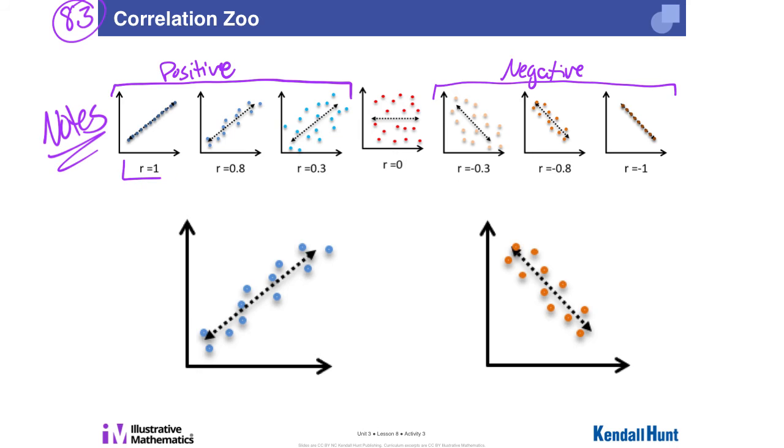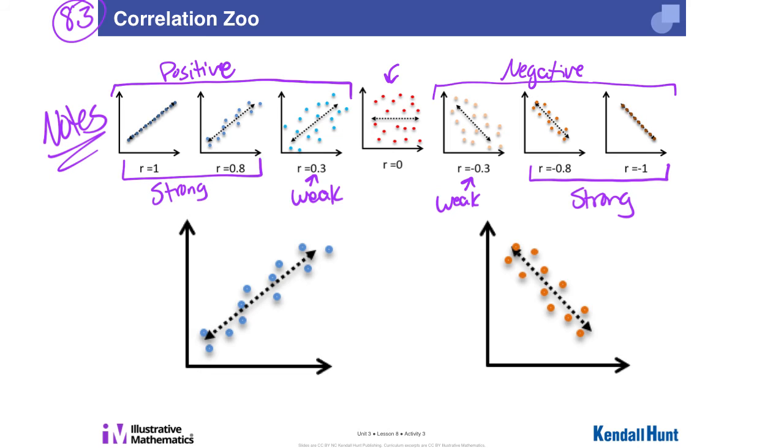So for example, these first few are very strong, positive relationships. This one right here would be more of a weak, positive relationship. Over here, these two would be strong, negative relationships. This one is an example of a weak, negative relationship. And then this one in the middle, when our R value is 0, even really close to 0, we just say that there is no correlation here.